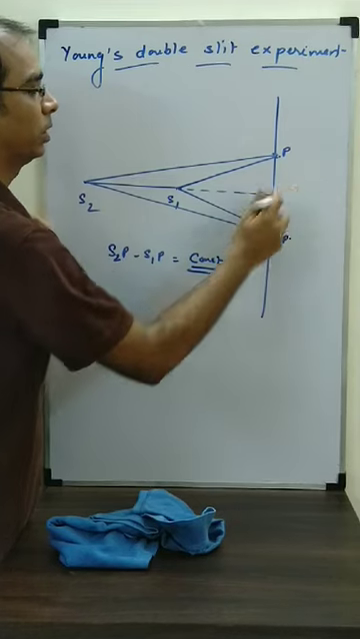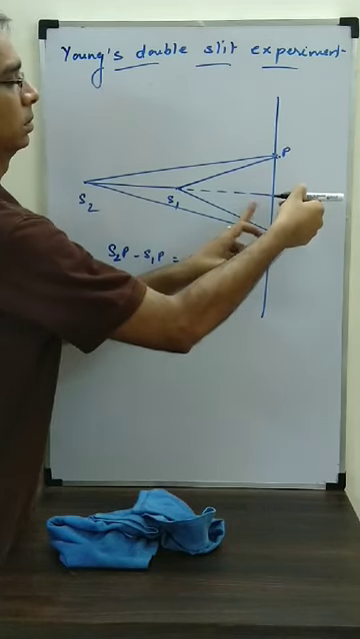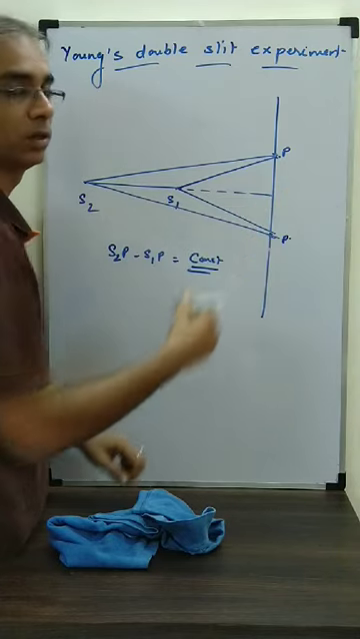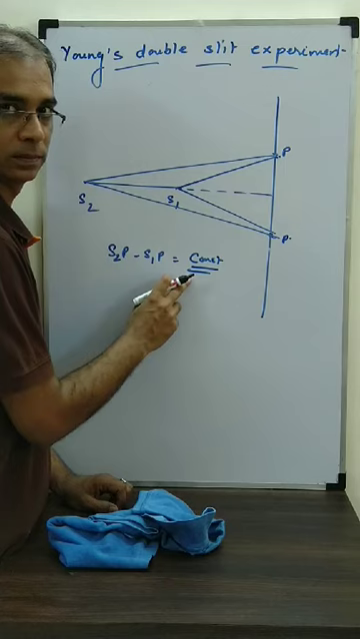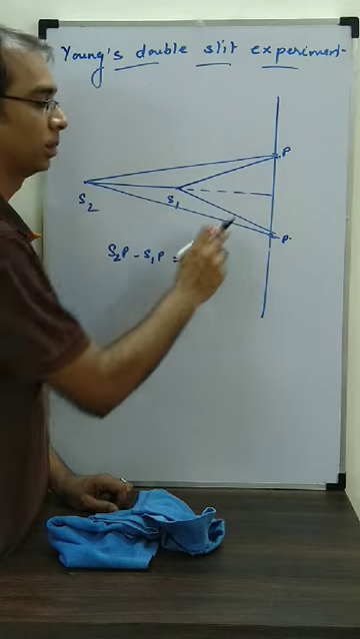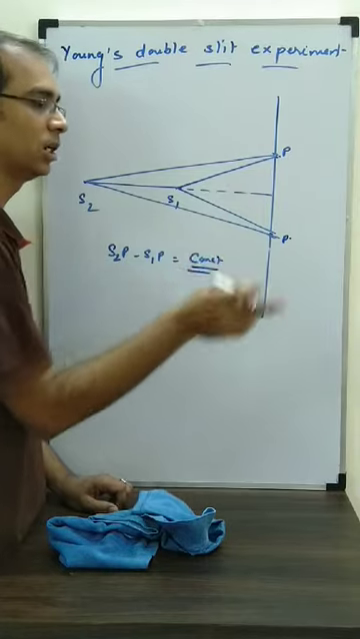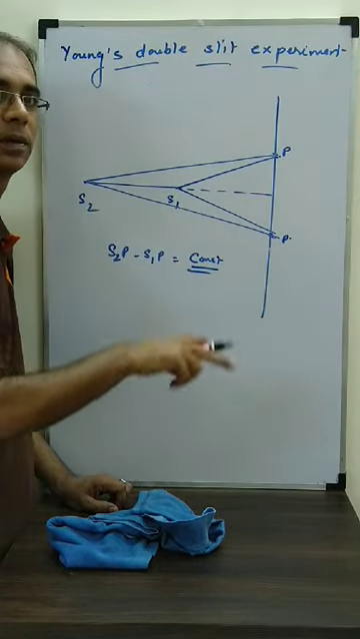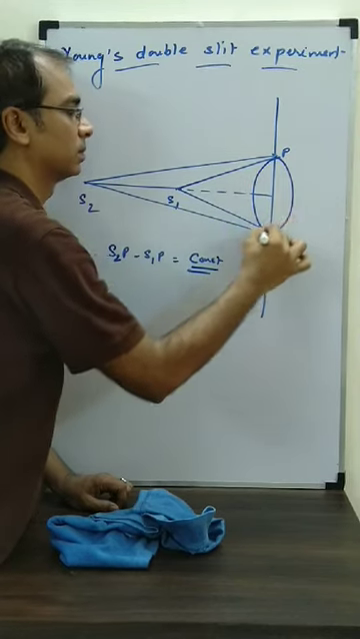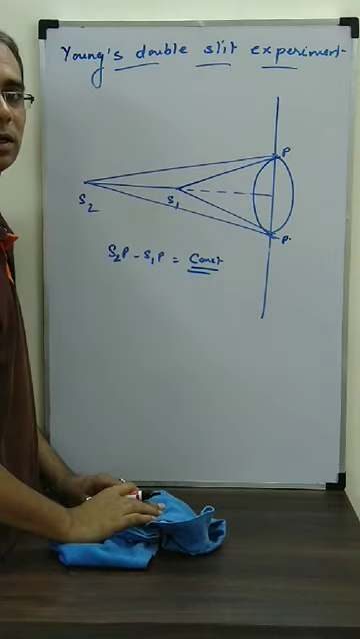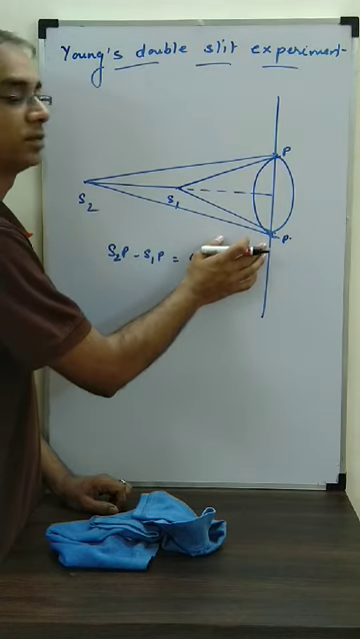So this point P, I can take over here also. I can take it at the back side also, keeping this S2P minus S1P constant. So what shape can you make? A circle you can make. A circle like this. Correct or not? And make a circle with the same path difference.